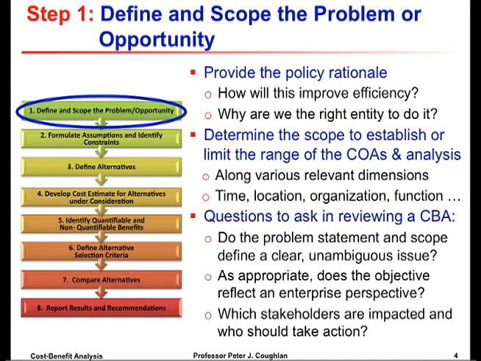This should also provide the policy rationale in terms of what we think the benefit will be in terms of improved efficiency, but also why a particular organization, a particular command, a particular entity is the right one to solve the problem. Why is the role of government, first of all, more broadly? Why is it the role of the Army? Why is it the role of that particular command? Why is it the role of that particular functional unit? Whatever it might be, to figure out who is the right entity to do it.